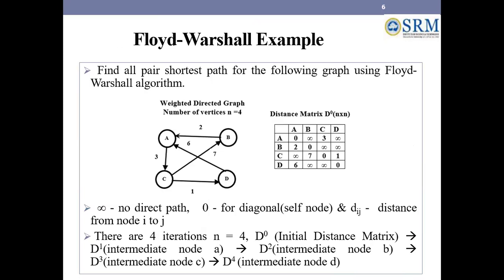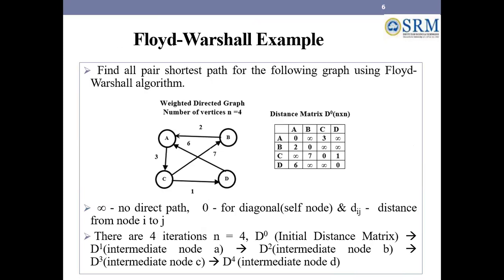Initially we have to generate the distance matrix D power 0. There are 4 nodes, so there are 4 iterations, k equal to 4. In the first iteration, A is the intermediate node for all pairs. In the second iteration, k equal to 2, B is the intermediate node for all pairs of i and j. k equal to 3 means C is the intermediate node. k equal to 4 means D is the intermediate node. So this process of finding the shortest path is repeated 4 times, each time with node A, B, C, D as intermediate respectively.